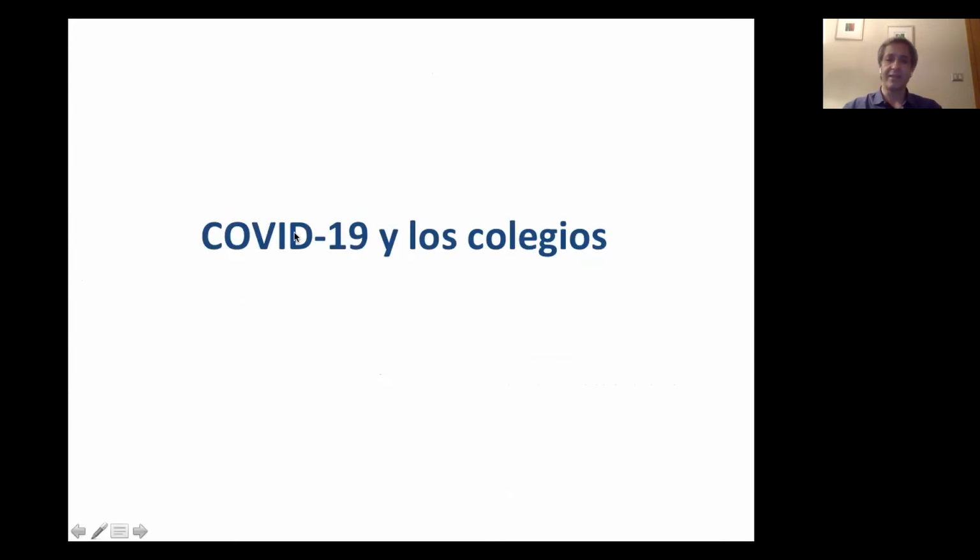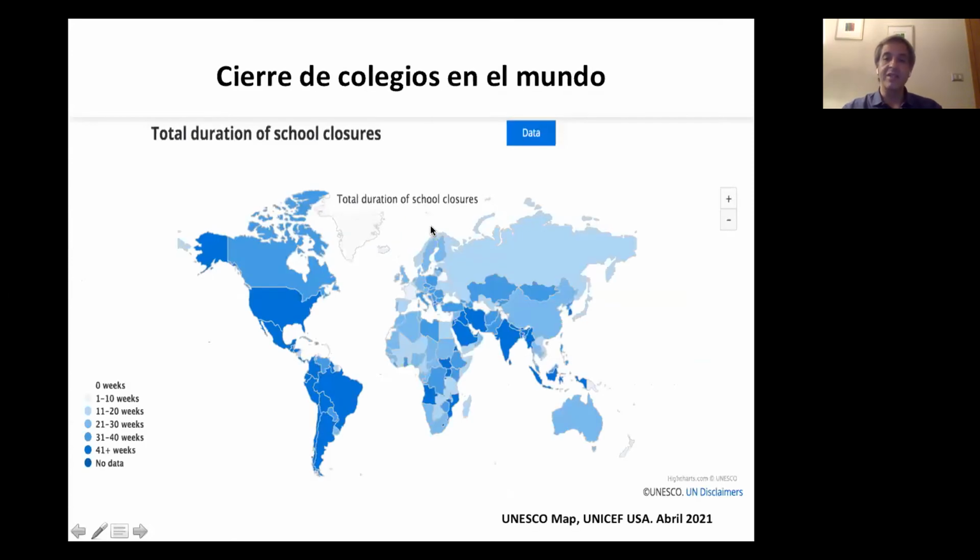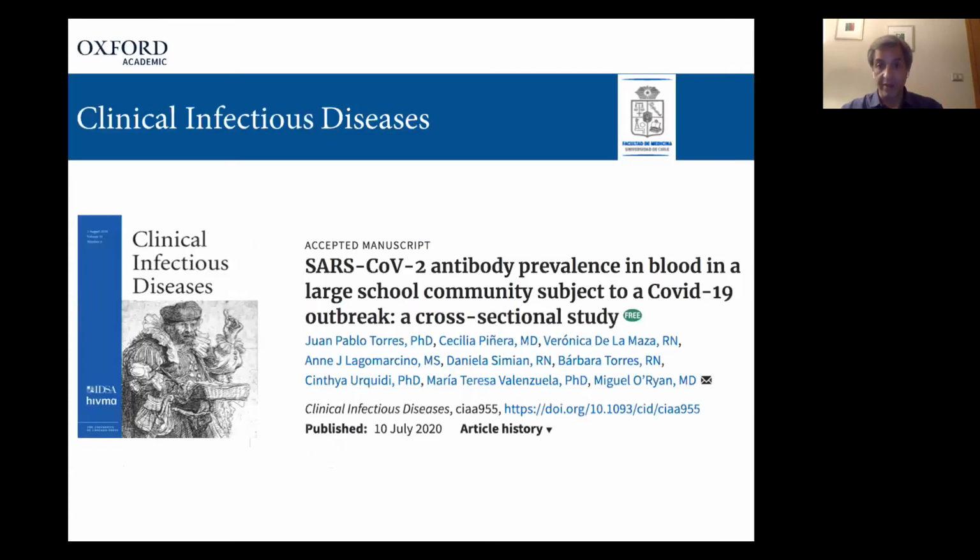And what happened with COVID-19, and this is in Spanish, and the schools, I mean, not only the universities, you have to know that here in Latin America, and these are data from UNICEF, Latin America was the region of the world that had the most days of school closure compared to any other region in the world. So this caused a lot of damage in the learning process and the mental health of our children here in our countries.